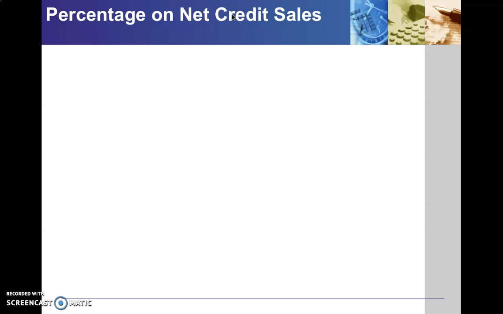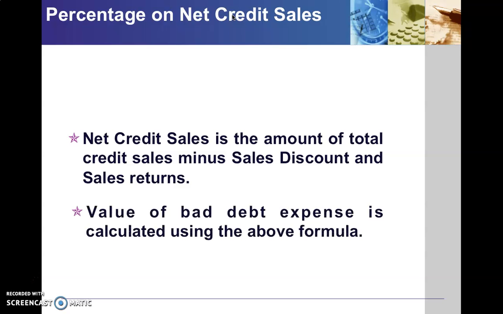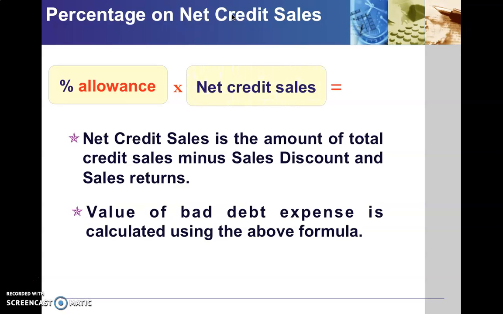The next basis is percentage on net credit sales. Net credit sales is the amount of total credit sales minus sales discount and sales return. The value of bad debt expense is calculated using the formula: percentage of allowance multiplied by net credit sales equals bad debt expense.